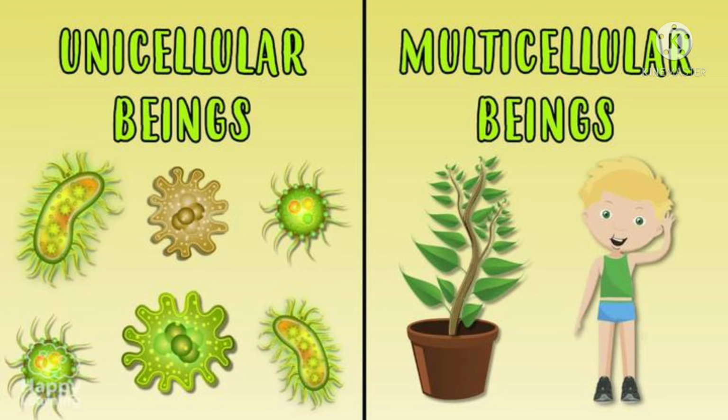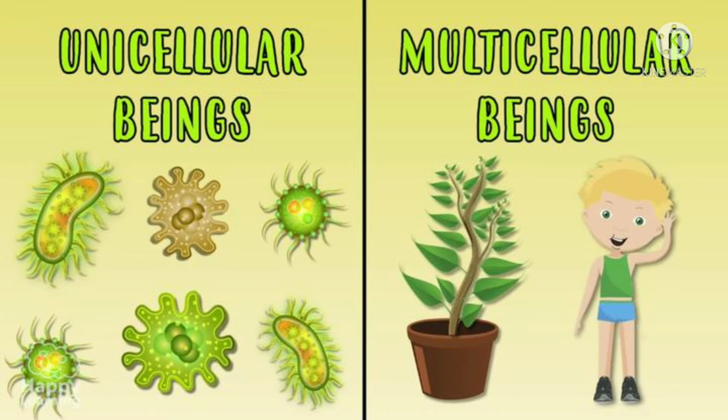I have already told you that there are 2 types of cellular organisms. They are unicellular organisms and multicellular organisms. So what is a unicellular organism? Unicellular organisms are organisms which are made up of only one cell. The organisms that are made of only one cell are called unicellular organisms.